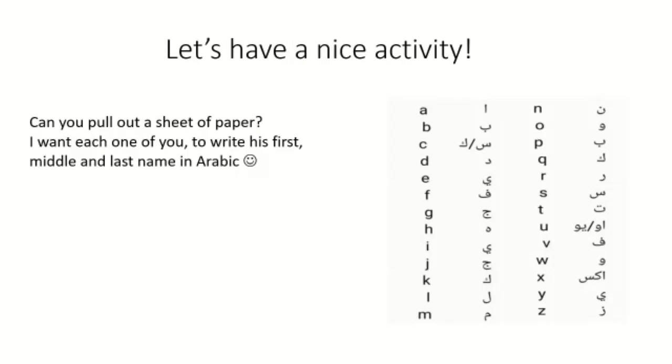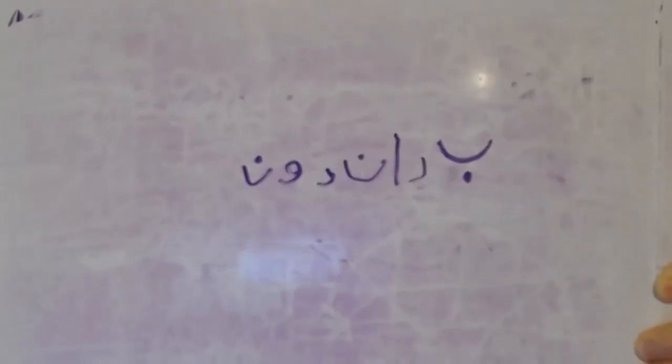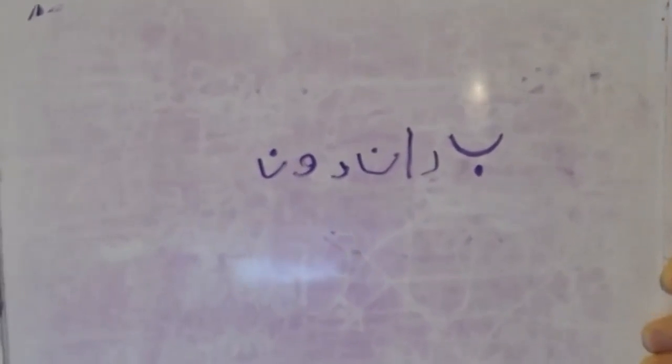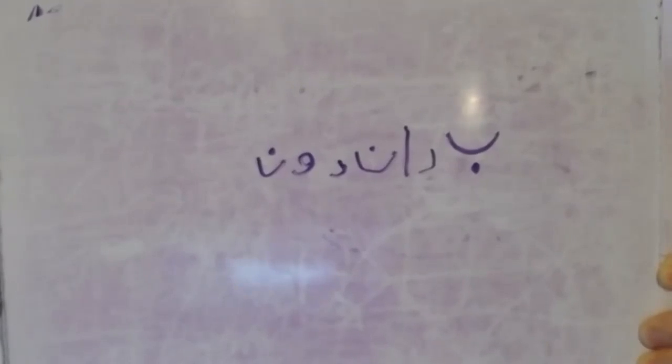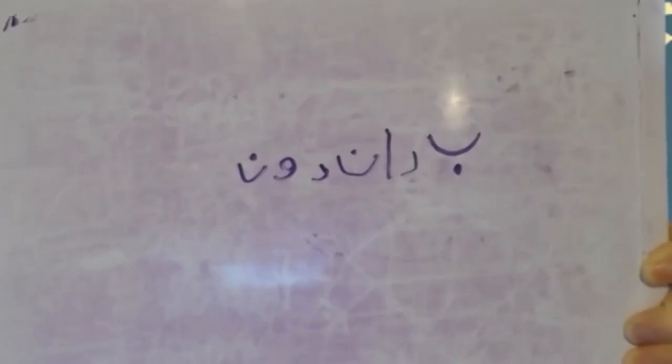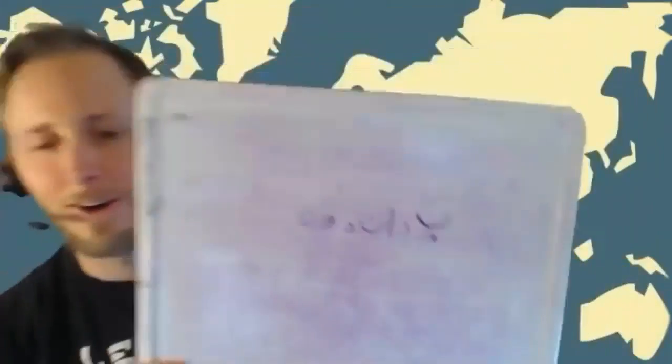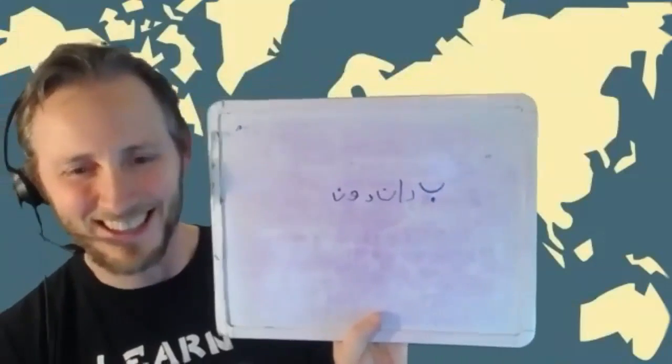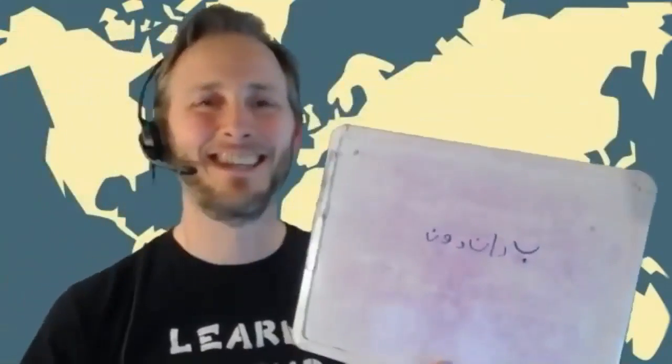I'll be brave here. I'll show mine and you can tell me what I need to improve on. All right, so here we go. Oh, yeah, it's very good. Are you just telling me that to make me feel good, or is it good? No, actually it's really good, but we don't write it like this. We don't write it in separated letters. We write it together. But good try.